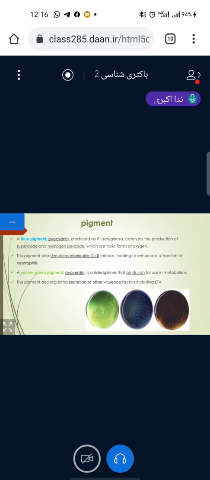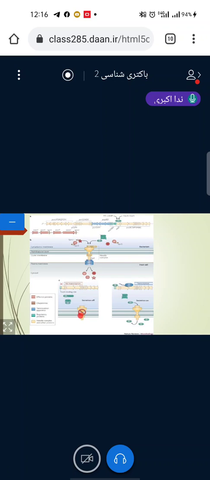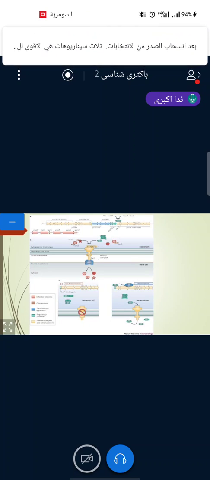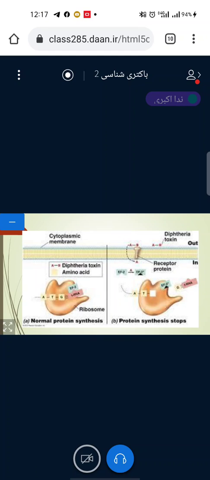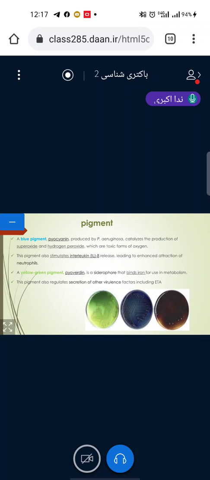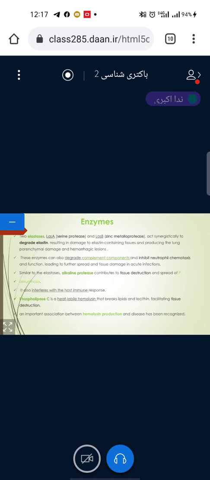No. Drawing, no. I will not ask you to draw this picture. This diagram just helps you to understand the content better. You mean, for example, this diagram? No. This diagram, this picture is placed here for better understanding, for illustrating better. And you don't need to learn it for the exam.